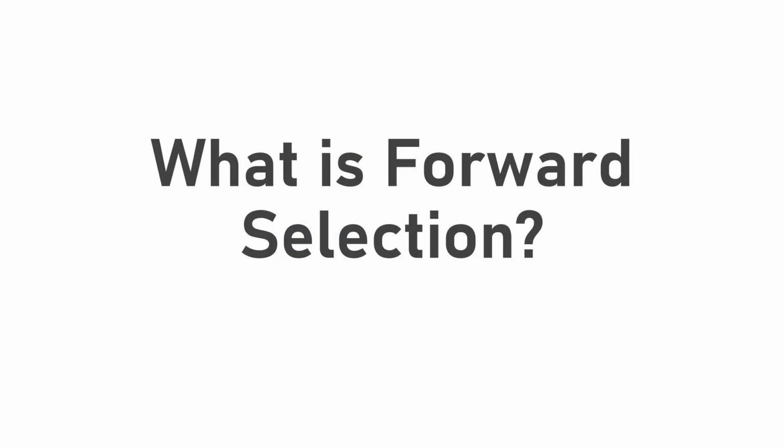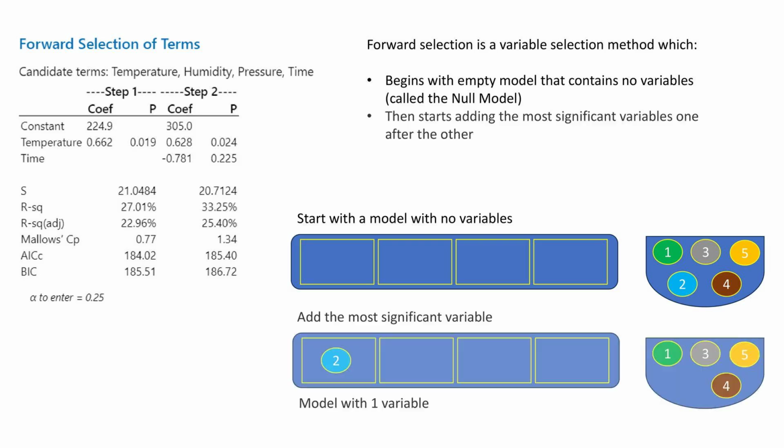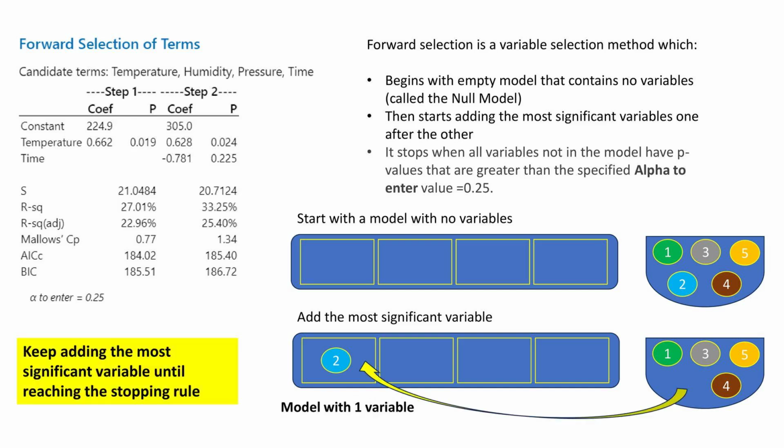What is forward selection? Forward selection is a variable selection method which begins with an empty model that contains no variables, called the null model. Then it starts adding the most significant variables one after the other. It stops when all variables not in the model have p-values that are greater than the specified alpha to enter value equals 0.25. The method continues to add significant variables until a predefined significance level is reached.